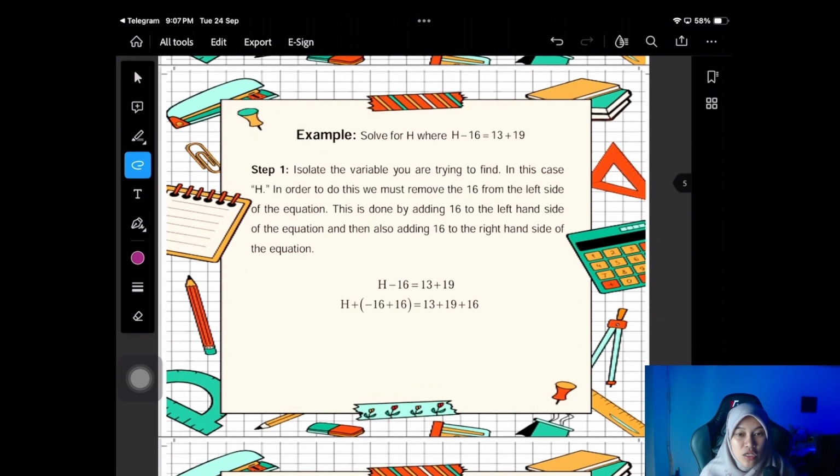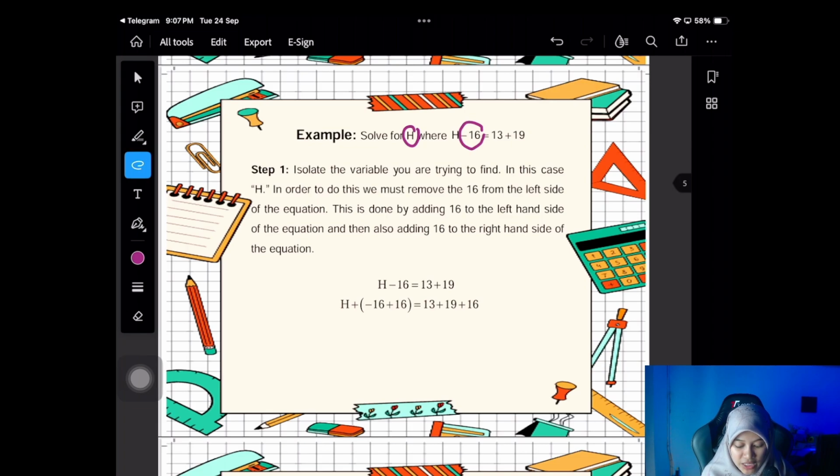For example, solve for h where h minus 16 is equal to 13 plus 19. For the first step, we must isolate the variable we are trying to find, which in this case is h. In order to do this, we must remove the 16 from the left hand side. This should be done by adding 16 to the left hand side of the equation and then also adding 16 to the right hand side of the equation.